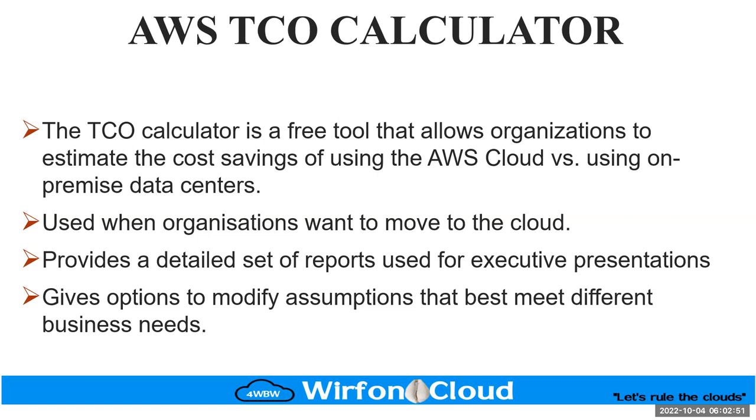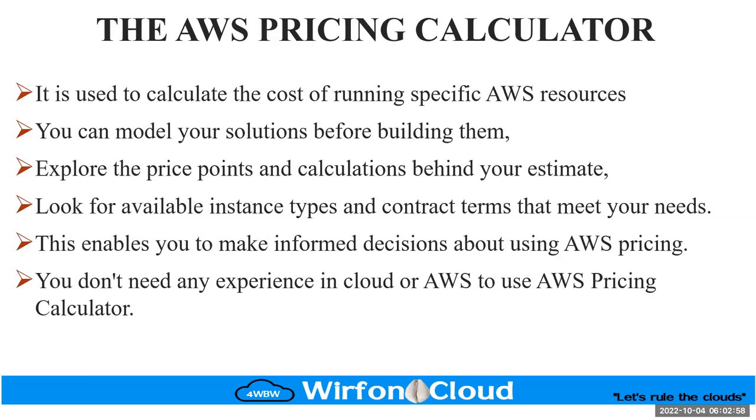The TCO calculator is used when organizations want to move to the cloud. While the AWS Pricing Calculator is used to calculate the cost of running specific AWS services. On it, you can model solutions. You can try things before you actually build them in your account. You can explore the different prices, try to know what is behind them, and also make informed decisions on different resources and their pricing.